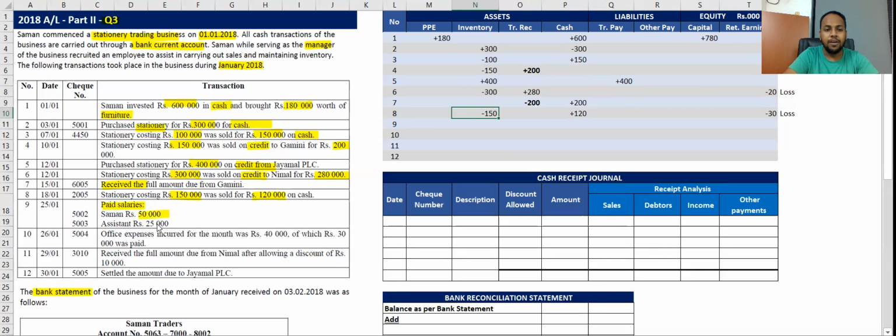Salaries, Saman and the assistant. So total 75,000 paying salary. So cash will reduce by 75. And this is an expense. Salary is an expense, then the retained earnings will reduce by 75.